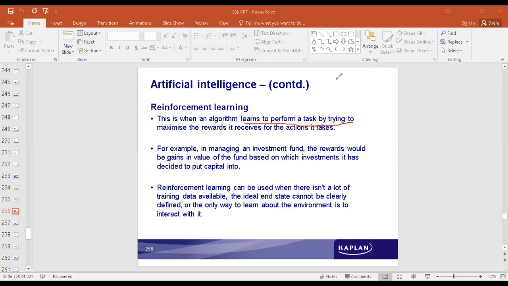Okay, reinforcement learning can be used when there isn't a lot of training data available, the ideal end state cannot be clearly defined, or the only way to learn about the environment is to interact with it. Okay, that is reinforcement learning.